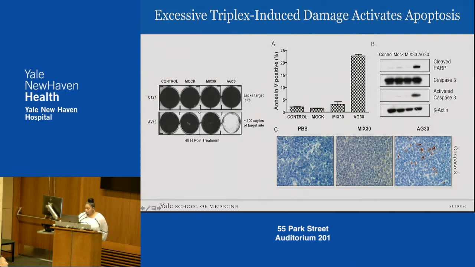And so this was then confirmed in an in vivo mouse model, to show that we could also see apoptosis being activated in mice, as stained by caspase-3. So this confirmed our belief that we could use triplex-induced DNA damage as a means to not only induce DNA repair, but if enough of the triplex structures are around, we could also activate apoptosis.